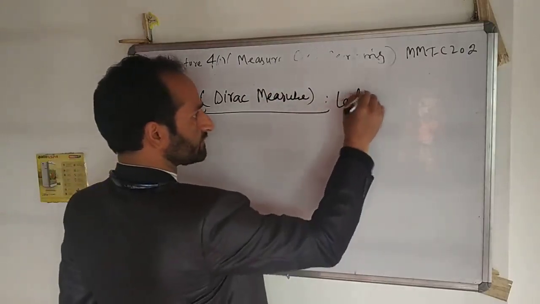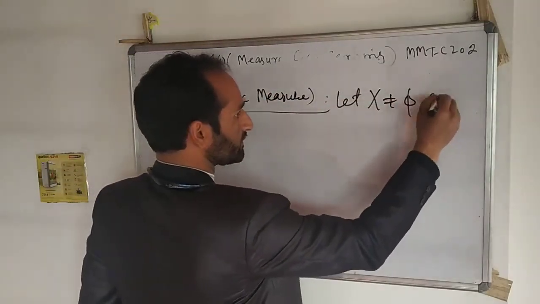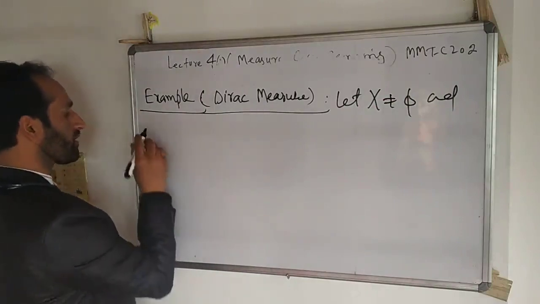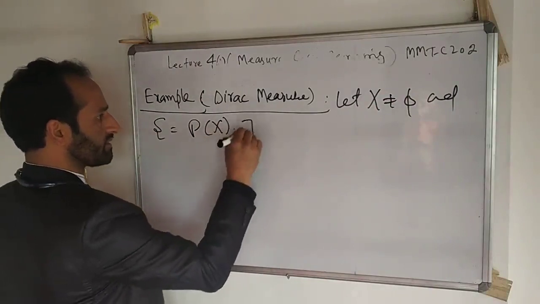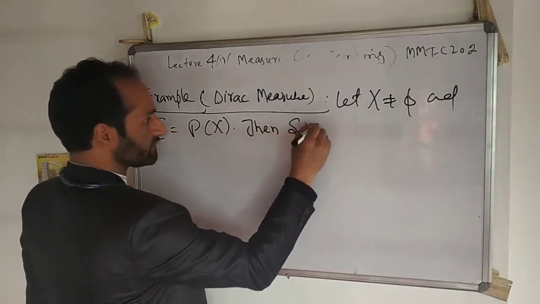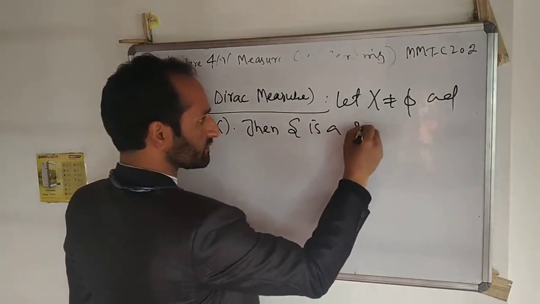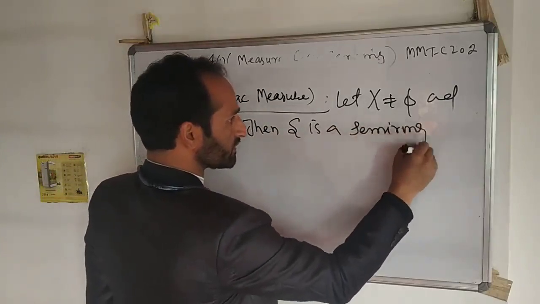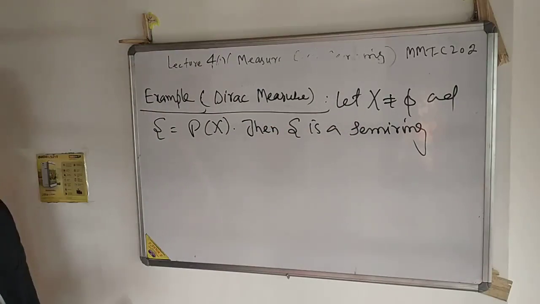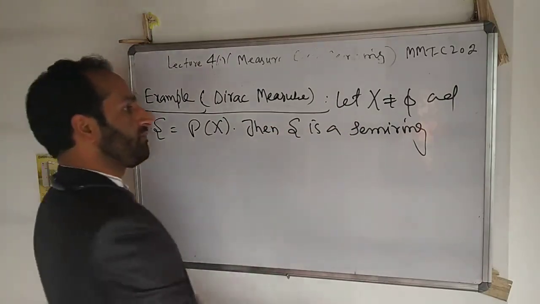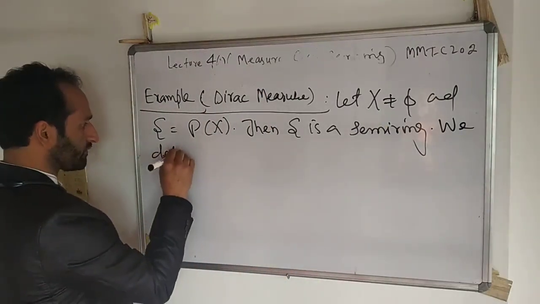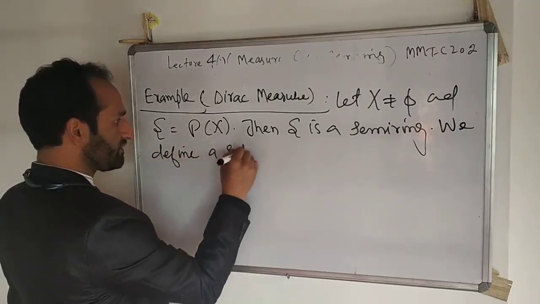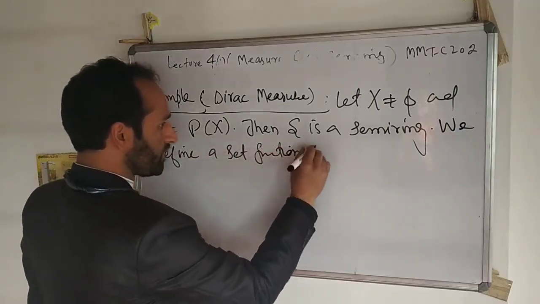Let X be not equal to the empty set and S be equal to the power set of X. Then we know that S is a semiring. It's already done in previous lectures. And now we define a set function mu.